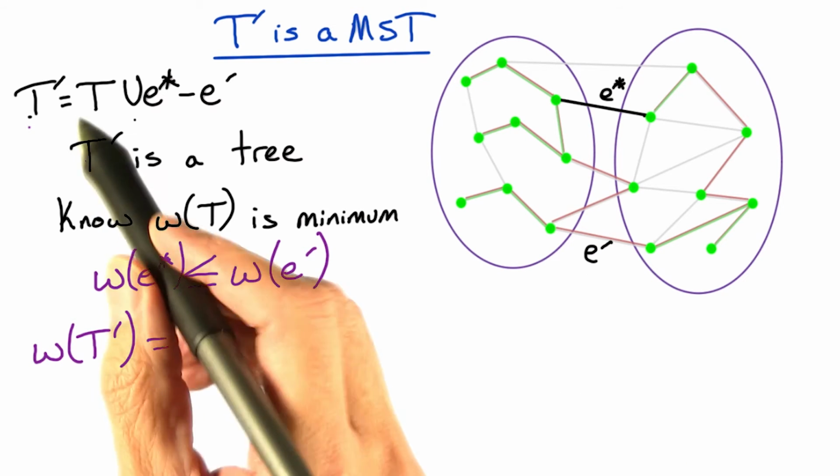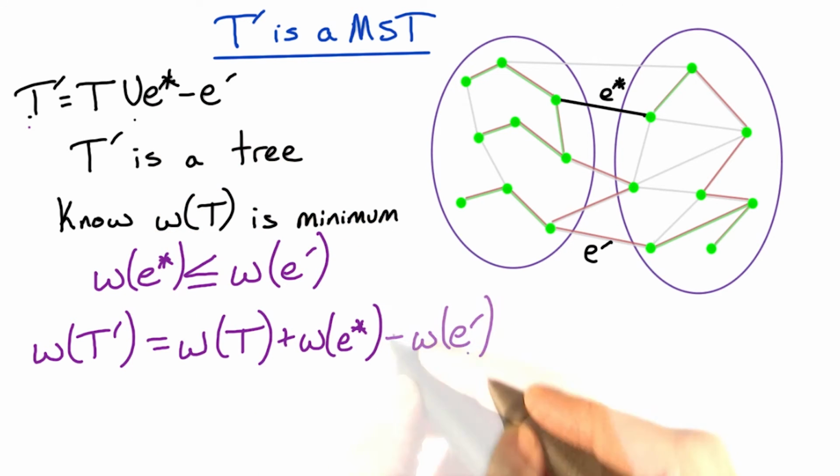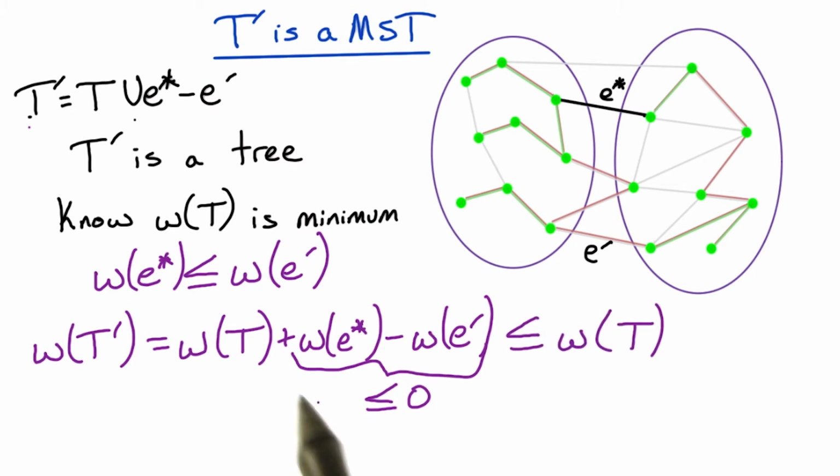Now, what is the weight of T prime? It's the weight of T plus the weight of E star, and then finally minus the weight of E prime. The weight of E star is at most the weight of E prime. So this part is at most 0. So this whole thing is at most the weight of T. So we've shown that the weight of T prime is at most the weight of T.